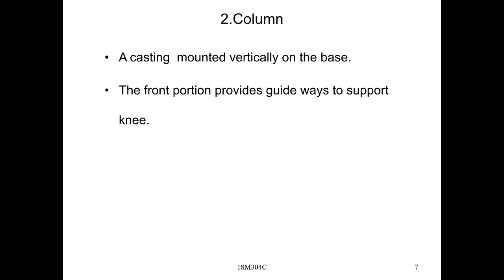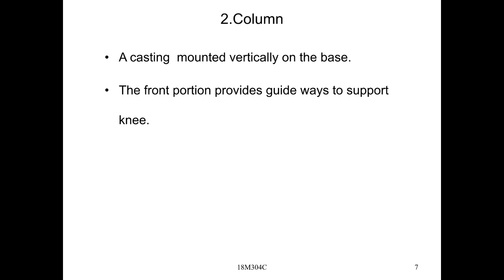Next one, the overhanging arm. On the column, the overhanging arm is also provided. Overhanging arm means it houses the driving mechanism, spindle and table feed. So always the column is the main heart of the machine, right? It houses the driving mechanism, entirely inside, which will be provided for the spindle and table feed.